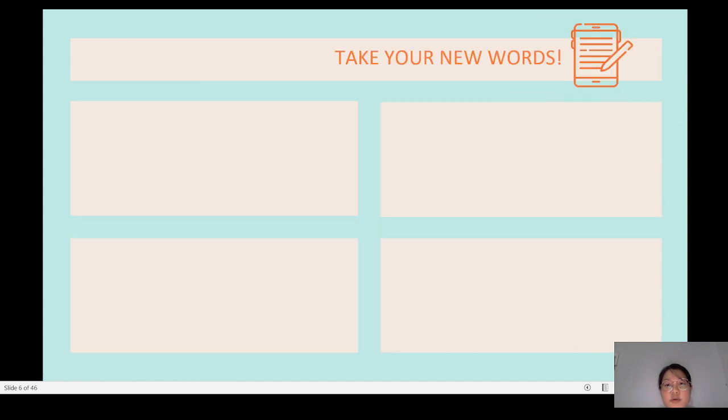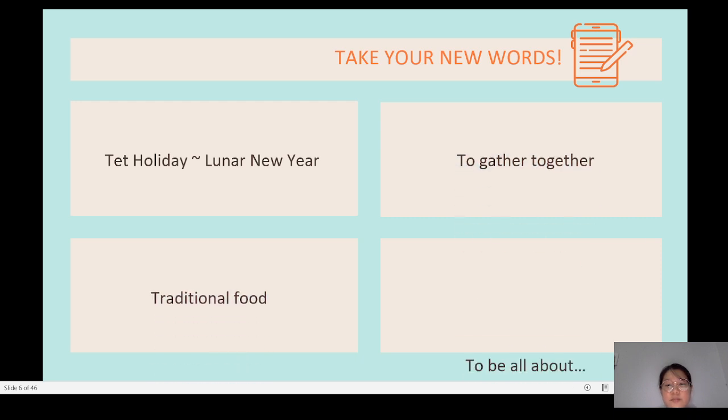Now we move to the next part. It's the new words part. You can see here. Tet holiday has the same meaning as Lunar New Year. Tet holiday is often used in Asian countries. And the words: to gather together, traditional food, to be all about.